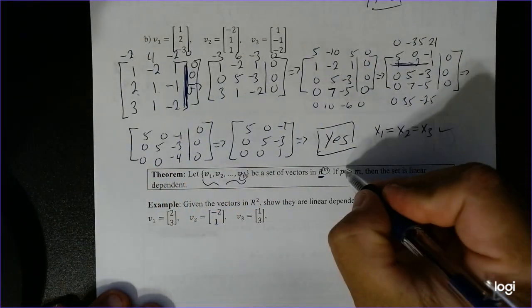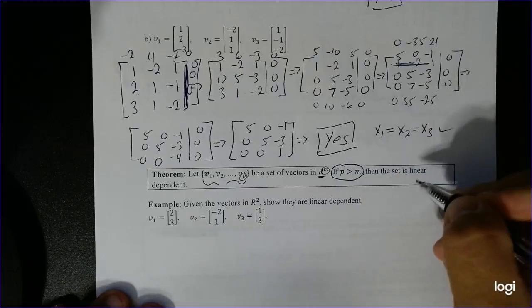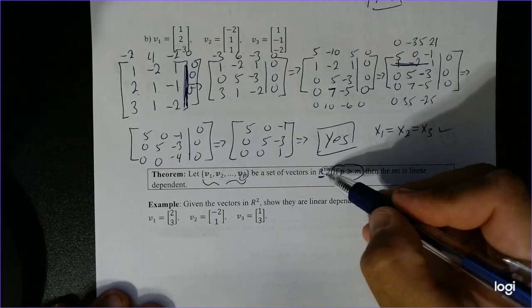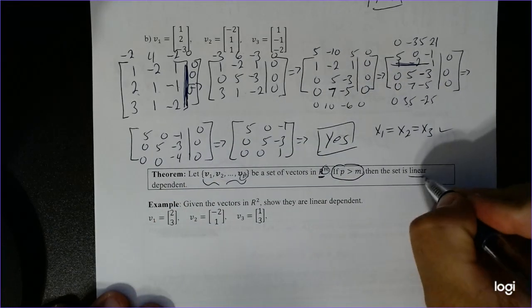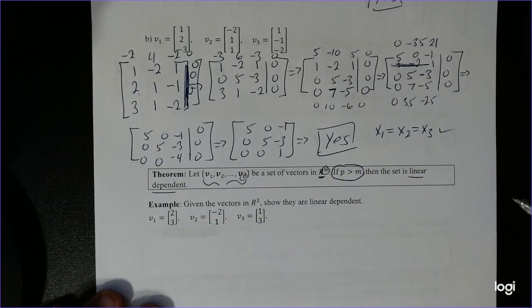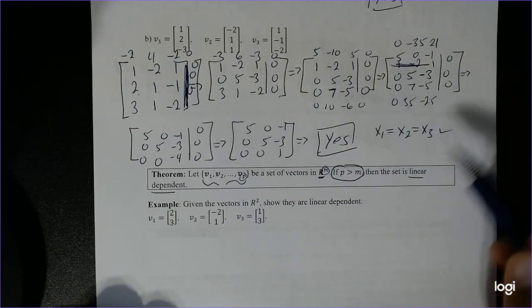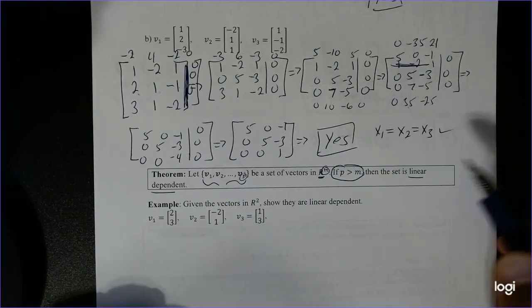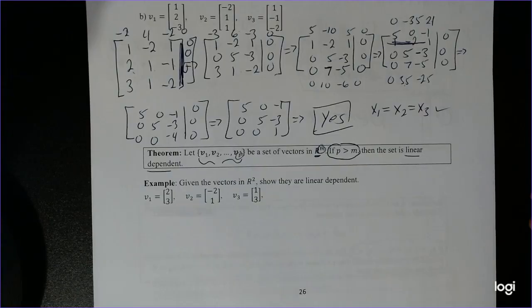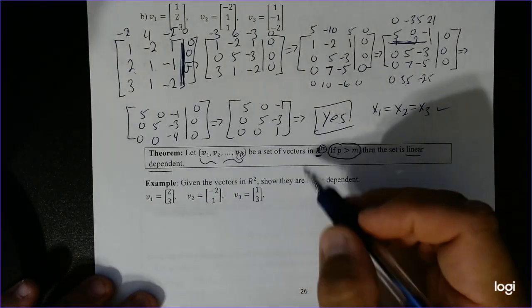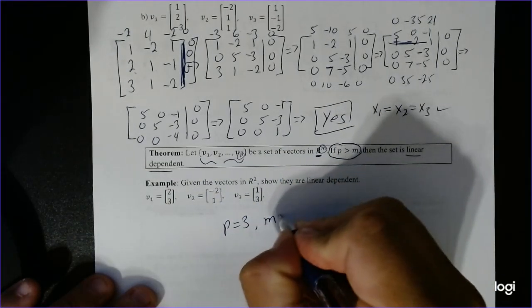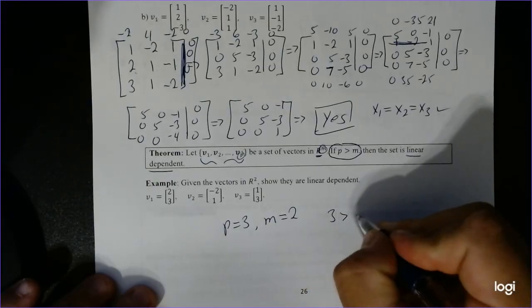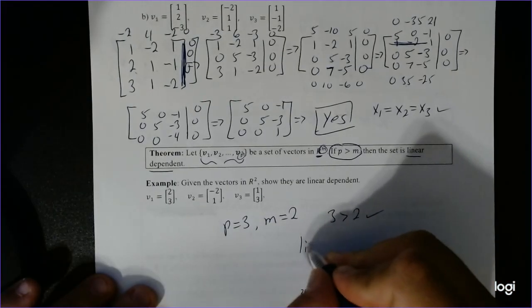Right? If p is greater than n, meaning the number of vectors we have here is higher than the dimension itself, then automatically the vectors are linear dependent on each other, meaning we don't even have to go through this process. Okay? So, for example, given the vectors in R2, show they are linear dependent. Well, the best thing about this theorem is, we have 3 vectors, so p is equal to 3, and our dimension is 2. Well, since 3 is greater than 2, it's automatically linear dependent.